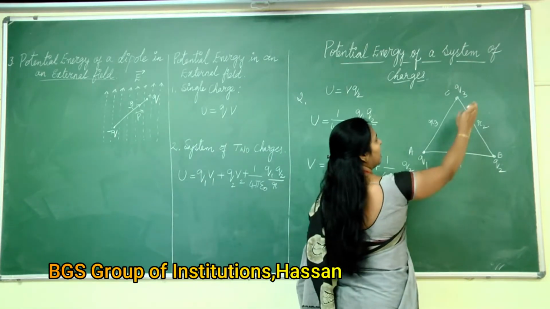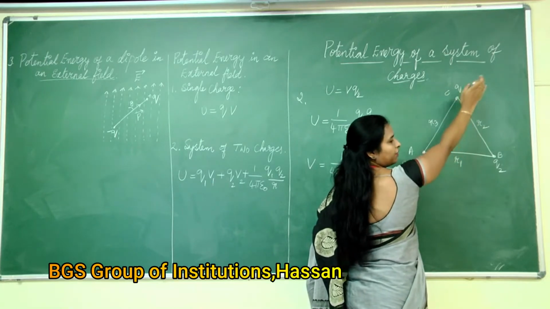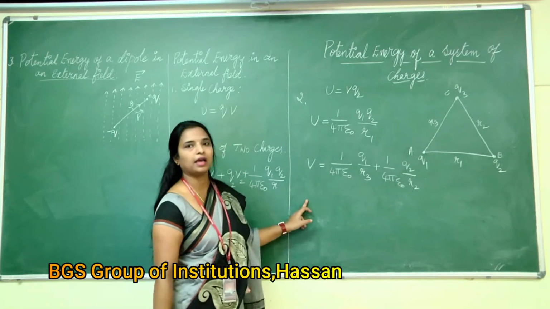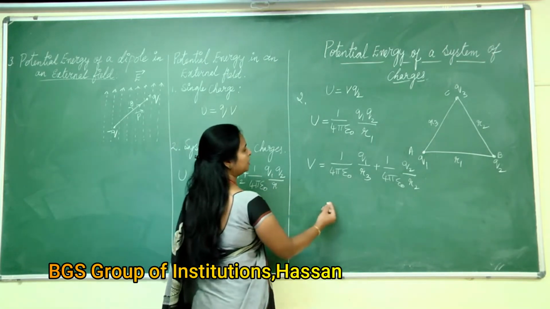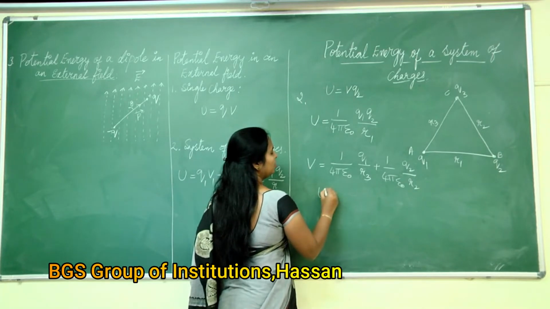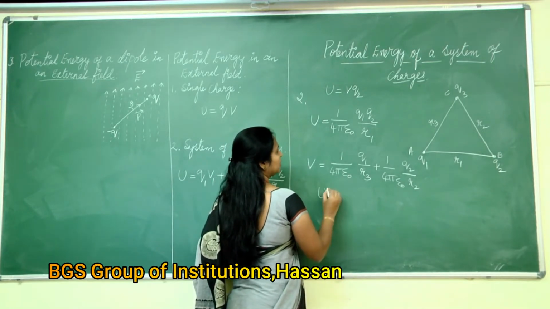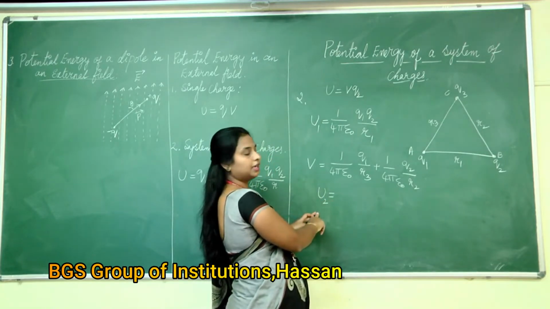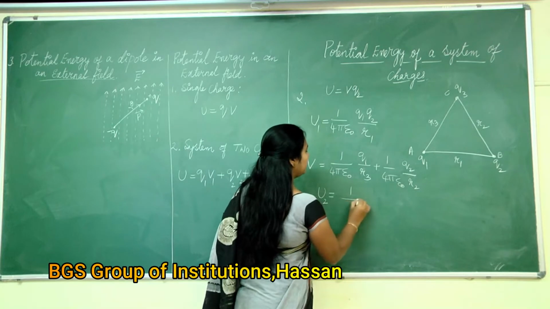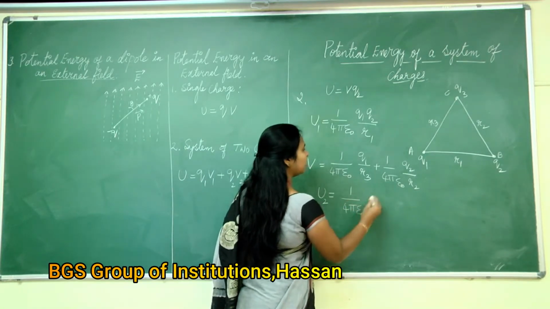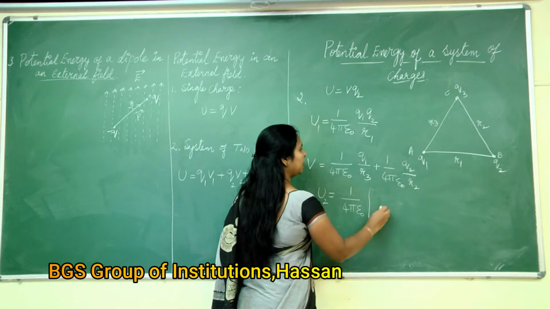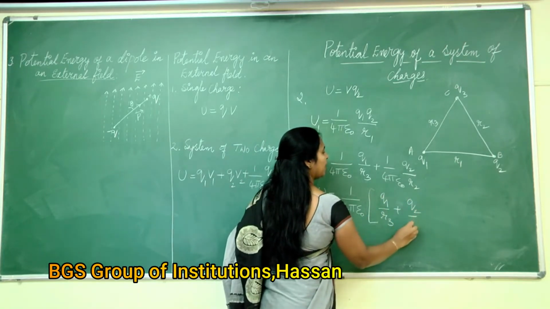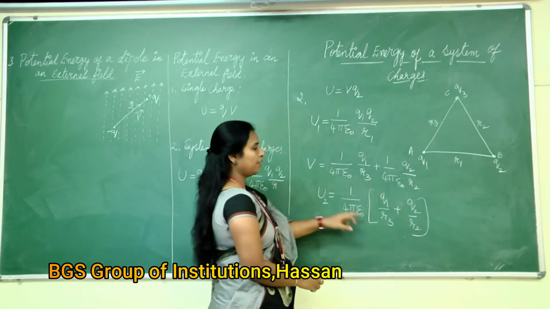Against this potential, we have to place a third charge Q3 from infinity to the point C, isn't it? Now, how do you calculate the potential energy? The formula for potential energy is U, take this as U1, and here we will take the second potential energy as U2, equal to 1 divided by 4 pi epsilon naught. It is common, so I will take it outside, into Q1 by R3 plus Q2 by R2.